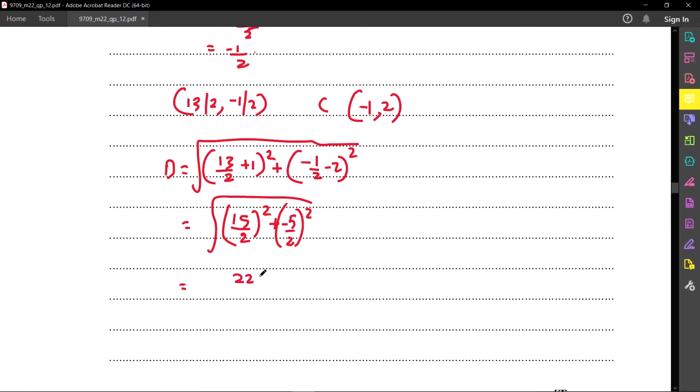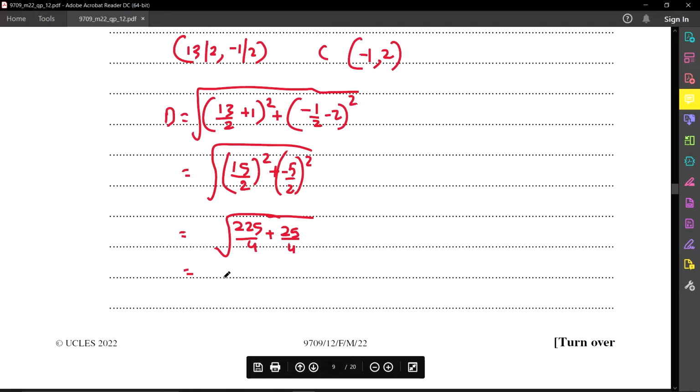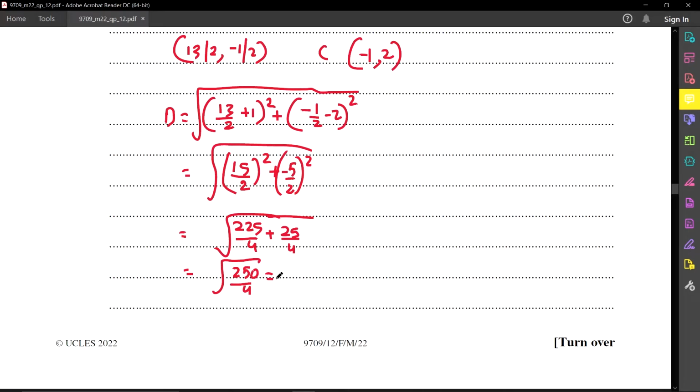15 square is 225 by 4, plus 25 by 4. So the root of 250 by 4. So that will give you 5 root 10 by root 4 is 2. 25 root is 5. And then you have root 10. That's it. So you got the radius r is 5 root 10 by 2.